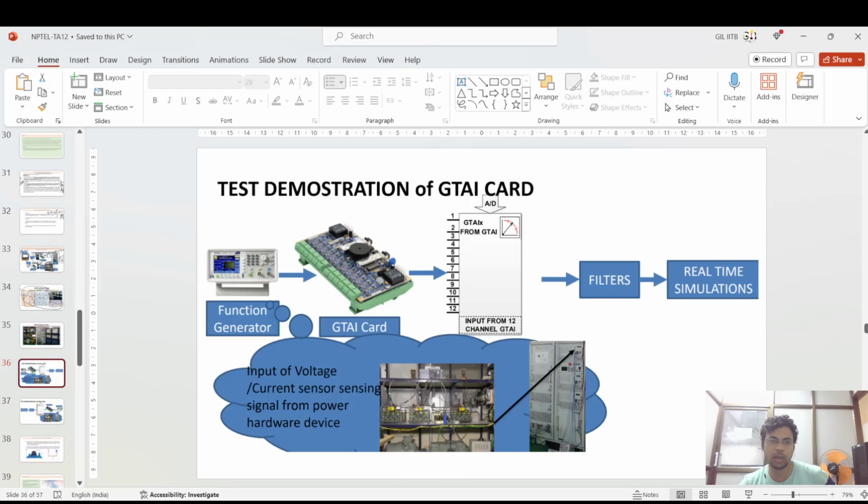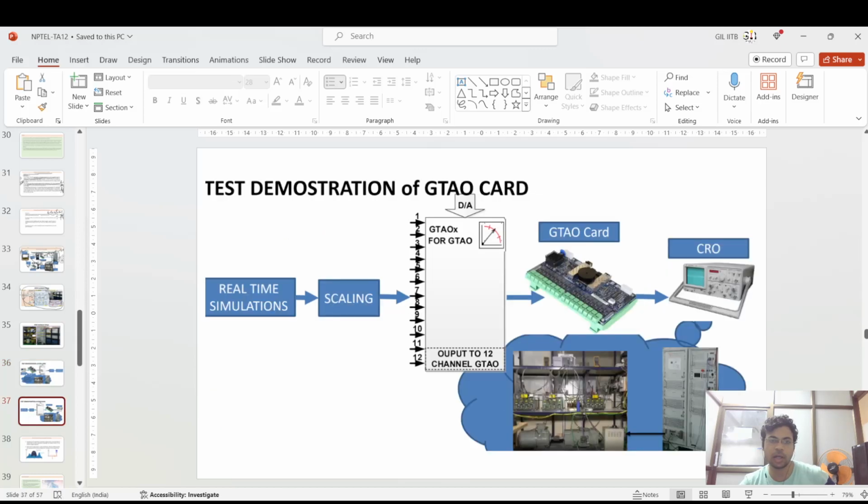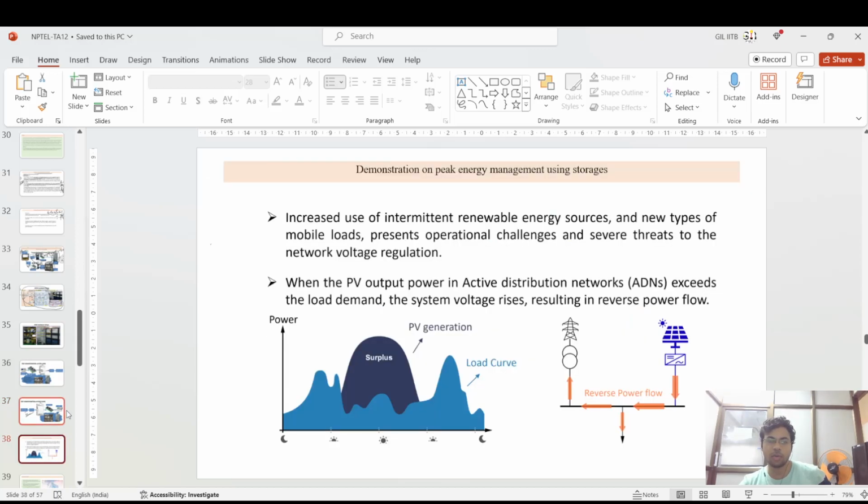These are the two racks. And one more thing is that the GTAI card is similar in behavior: it has multiple pins. You have to specify which pin you are going to use for the ADC conversion, and after output you should feed to these filters. Same with the GTAO card, it also has real-time simulation. You have to specify which pin you want to use. This is actually the one laboratory setup which takes care of this system. But the only thing is that you have to specify which pin you want to utilize.